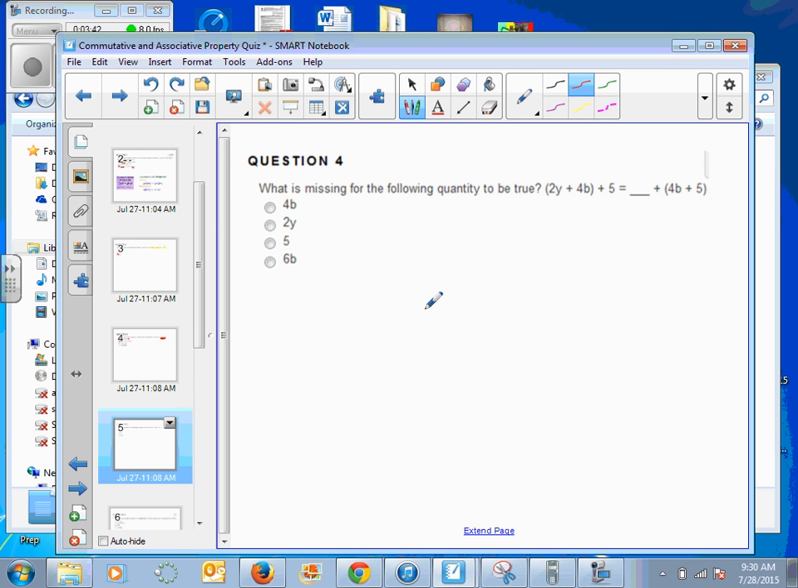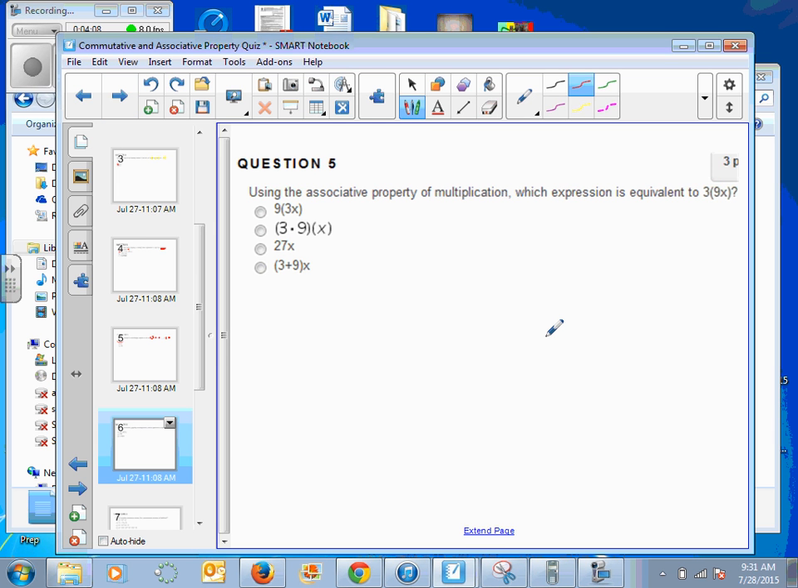Which is the following to be true? 2y plus 4b plus 5. Again, we're just going to look for the piece that we're missing here. We've got the 4b and the 4b, so we're good there. We've got the 5 and the 5, so we're good there. It looks like what we're missing here is the 2y. There we go.